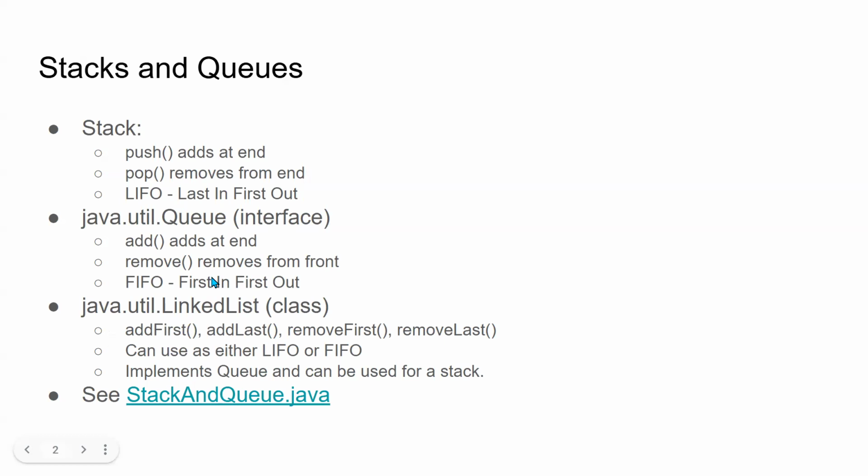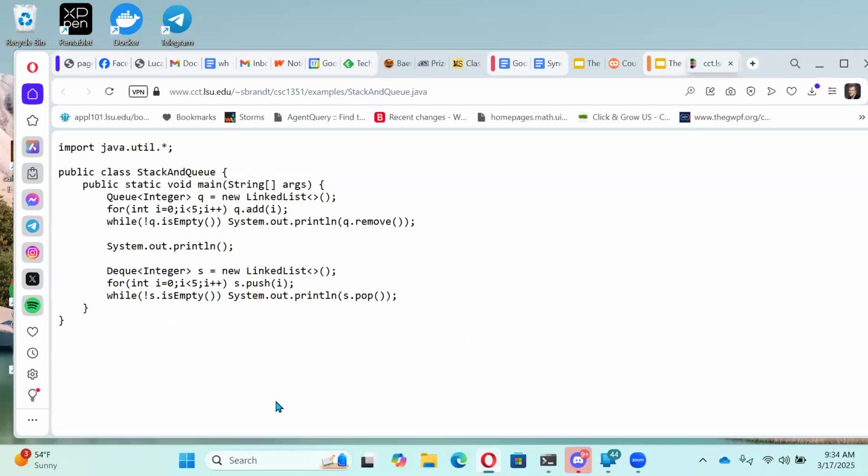The queue is an interface. Unfortunately, Stack isn't. It's sort of an oddity of the way the Java API was built. It should have been, but that's the way it is. Then there's also a class called java.util.LinkedList, and that has addFirst, addLast, removeFirst, removeLast, and you can use it either as a LIFO or a FIFO. It implements Queue and can be used as a stack, but again, Stack isn't an interface, so it can't implement it.